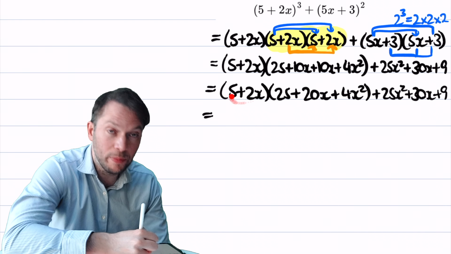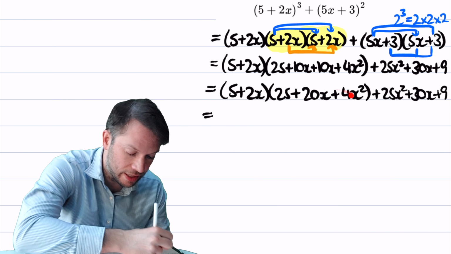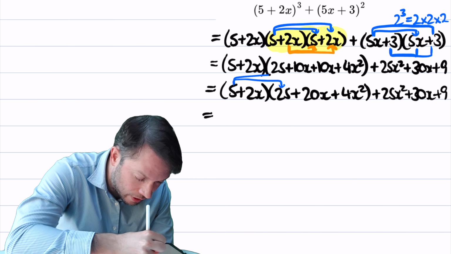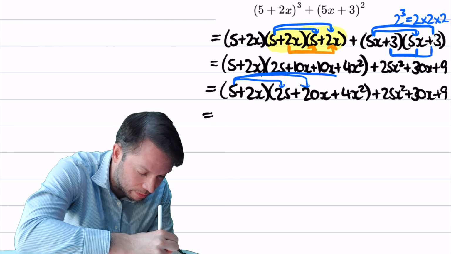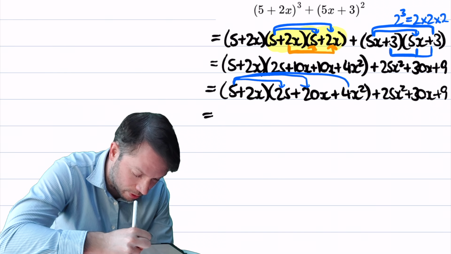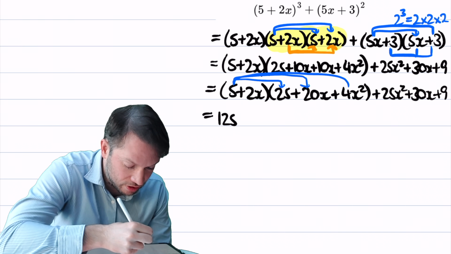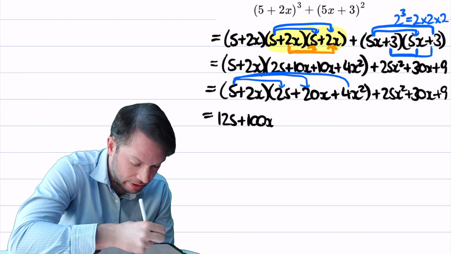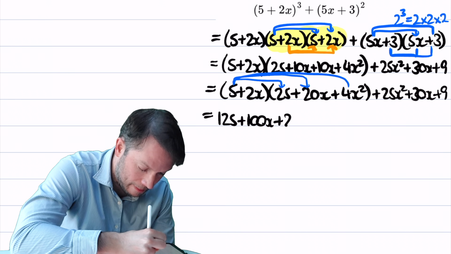So I'm going to do each term in the first bracket times each term in the second. So we're going to do the 5 times the 25, 5 times the 20x, and the 5 times the 4x squared. So 5 times 25 is 125. 5 times 20x is 100x. And 5 times 4x squared is 20x squared.